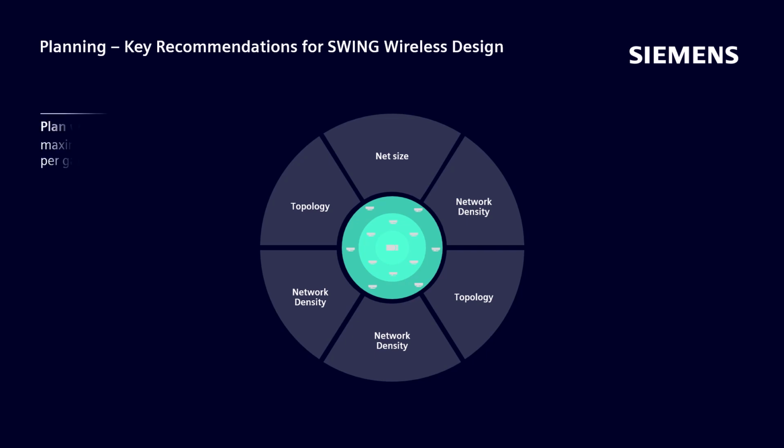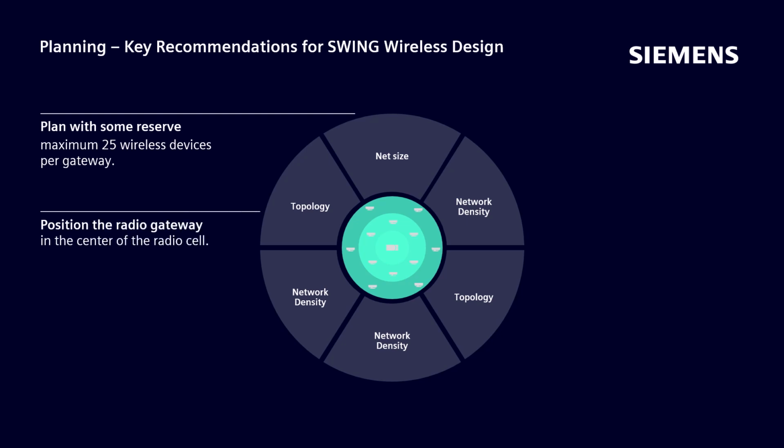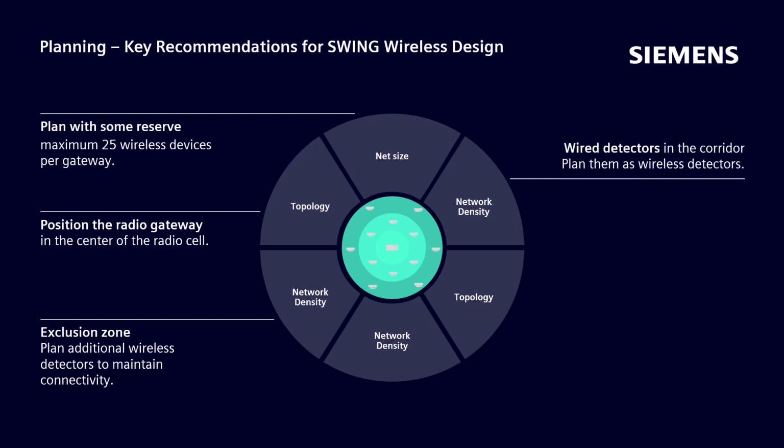To wrap up, here are a few practical tips to help you optimize your swing system planning. Always plan with some reserve. We recommend a maximum of 25 wireless devices per gateway for flexibility and future adjustments. Position the radio gateway in the center of the radio cell to ensure balanced and efficient communication coverage. Be mindful of exclusion zones, such as elevators, wet rooms, beams, and fire doors. These areas may block signal paths, so plan for additional wireless detectors to maintain connectivity around them. Wired detectors in corridors are also considered exclusion zones. If coverage is needed there, plan them as wireless detectors.